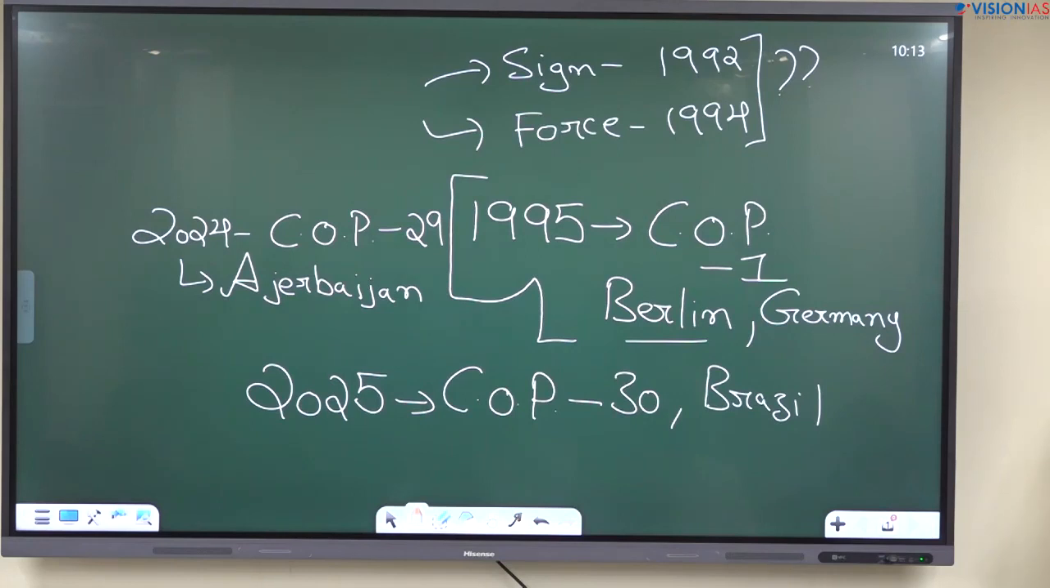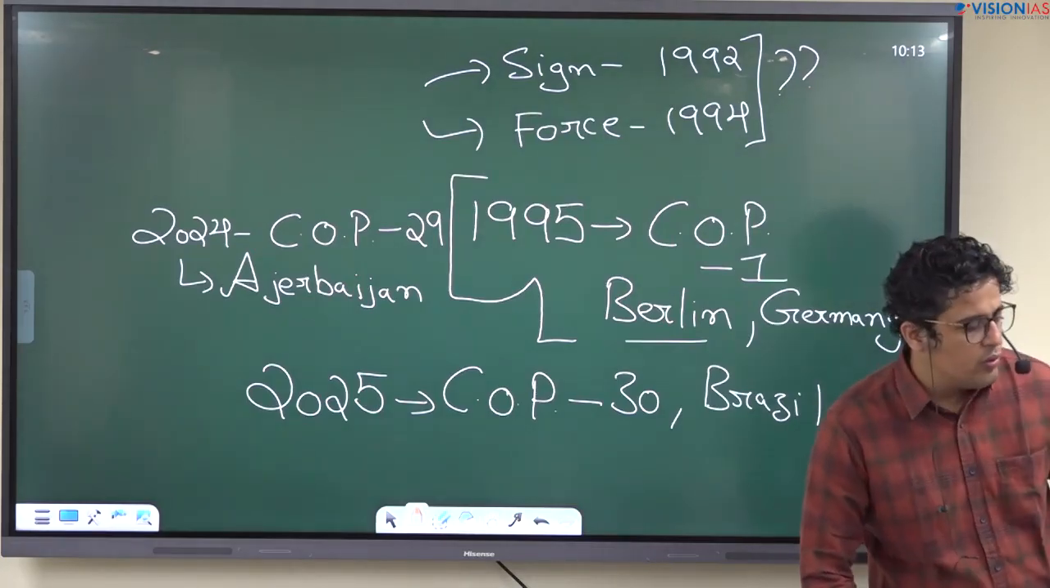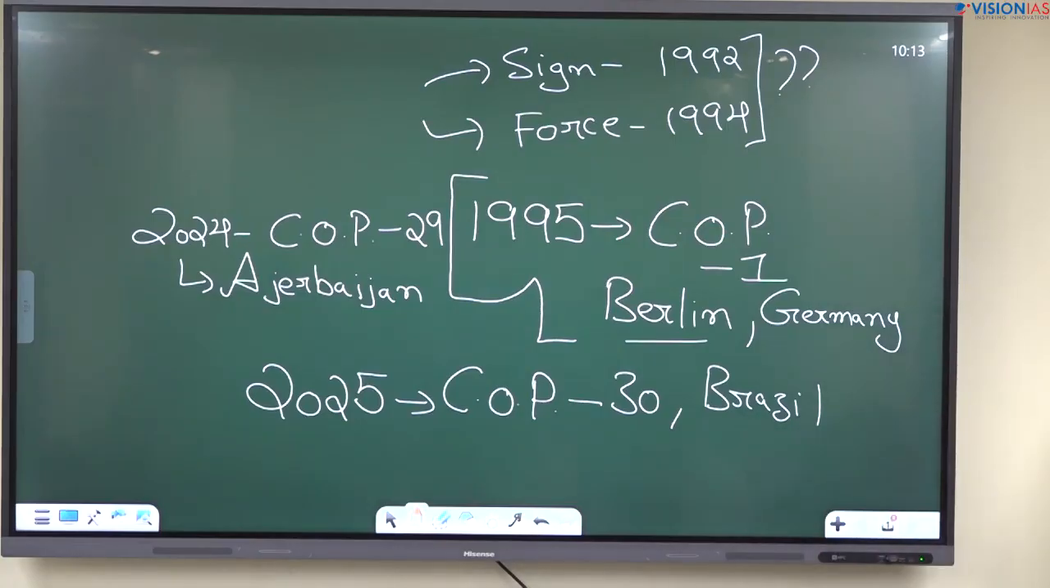Second, COP7, year is 2001. What is the place? Marrakesh. Read about it. Why it is important. Rules related to Kyoto Protocol were made. What is the name of these rules? Marrakesh Accords. Underline that. If it comes in MCQ, what is Marrakesh Accords? So you will be able to identify. Marrakesh Accords are the rules of Kyoto Protocol.